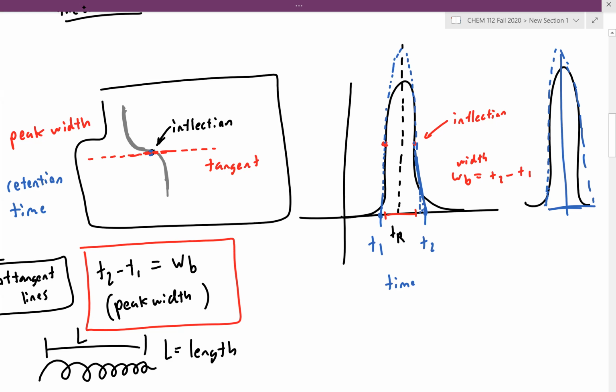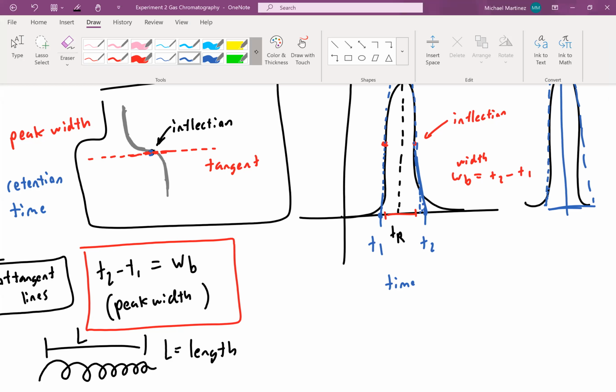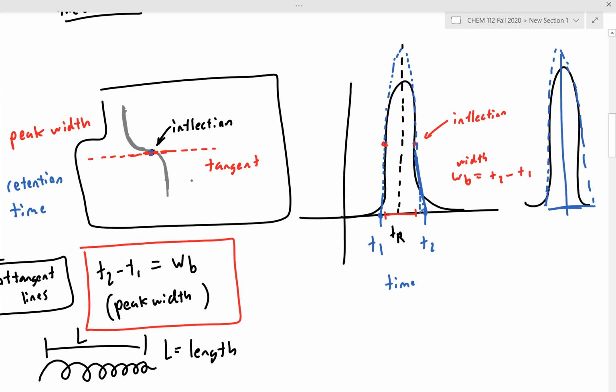Does everyone understand how we're processing these peaks in order to figure out the retention time and to calculate some additional properties and measurable pieces of information from these peaks that we observe as our sample passes through the detector? Does this make sense to everyone so far?